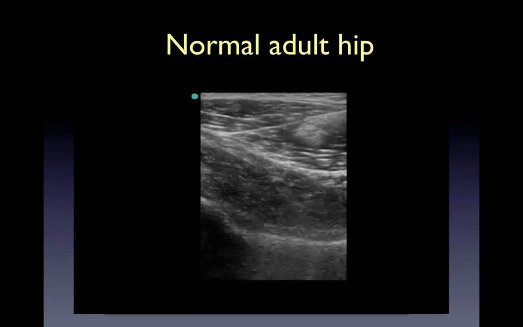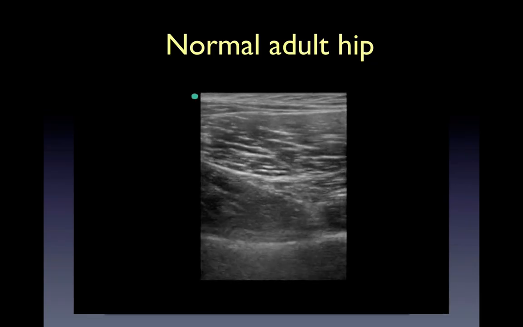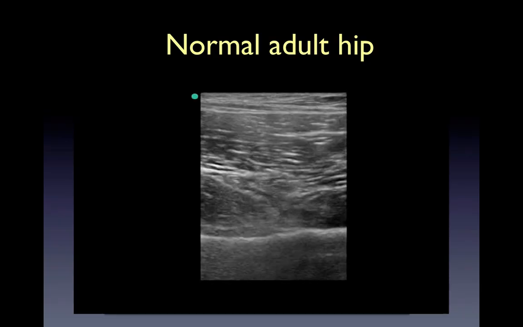In this clip, we see a normal adult hip. Note the absence of the growth plate.